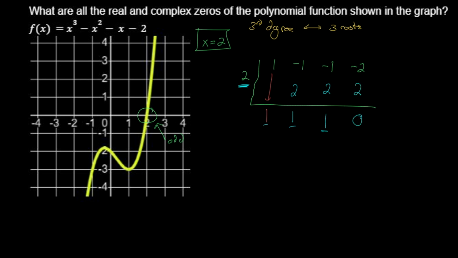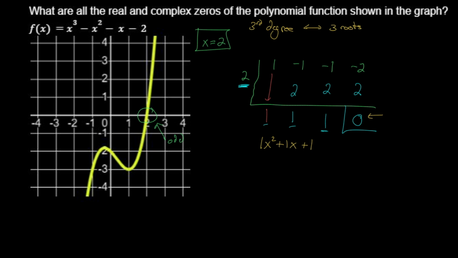Add, we get 0. Our remainder is 0, which we should know because 2 was a factor, so we should have known 0 was our remainder. If we didn't get 0 for the remainder, then we did something wrong. It's guaranteed to be 0 because we knew from the graph that 2 was the root. But that leaves us with 1x squared plus 1x plus 1. We still have to find the remaining roots of this.